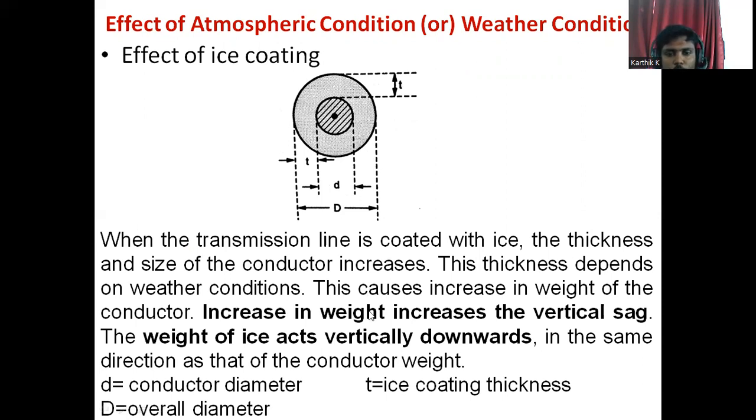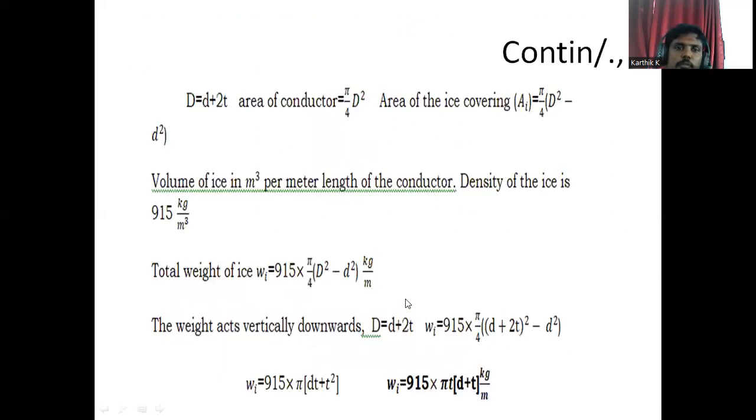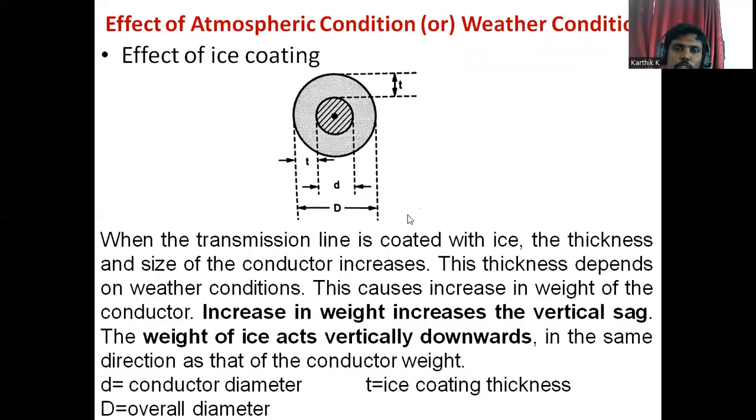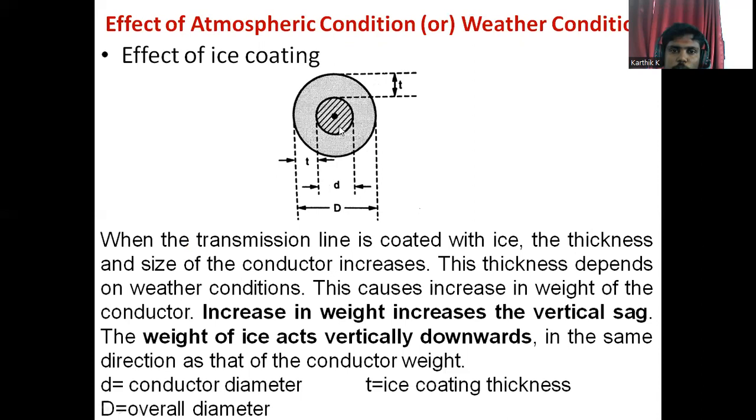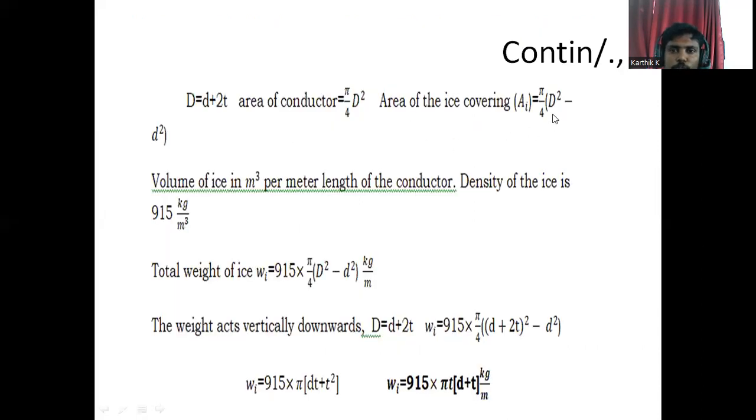Here d is the conductor diameter, t is the ice coating thickness, and D is the overall diameter. So from this diagram, D equal to d plus 2t. The area of the conductor is circular, pi by 4 d square. So the area of the ice equal to pi by 4 (D square minus d square). The density of ice is generally 915 kilogram per meter cube. Therefore the total weight of ice, W equal to 915 into pi by 4 (D square minus d square) kilogram per meter.